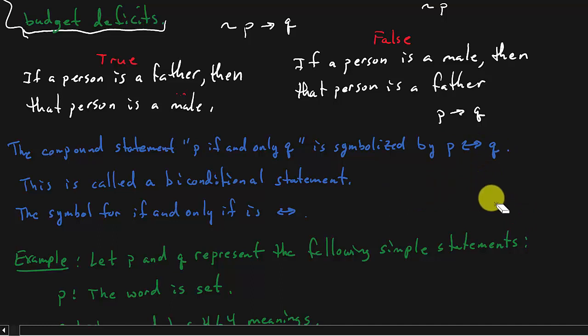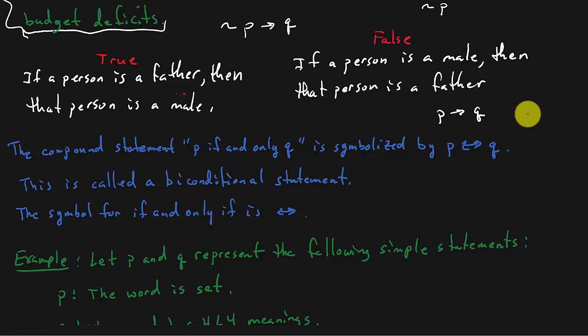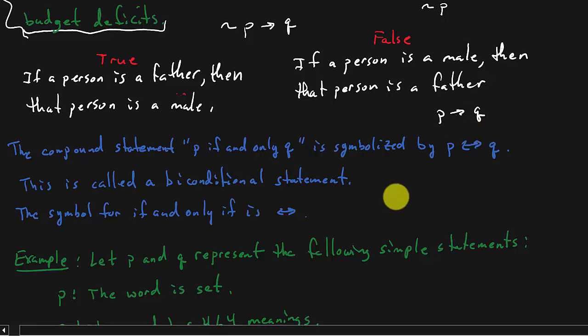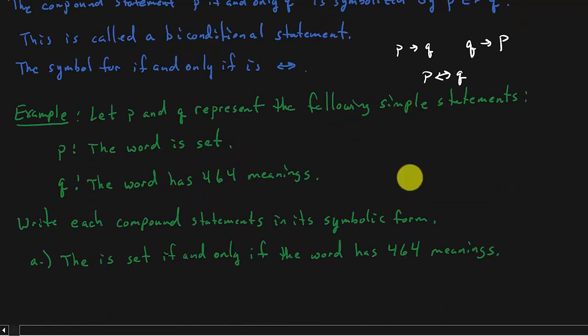All right, and in the next section, or the section after that, you'll learn how to determine when these things are true or false. For a biconditional, they have to be true both ways in order for the biconditional statement to be true. So instead of writing the statements P, Q, and then writing it separately, we're just writing this.